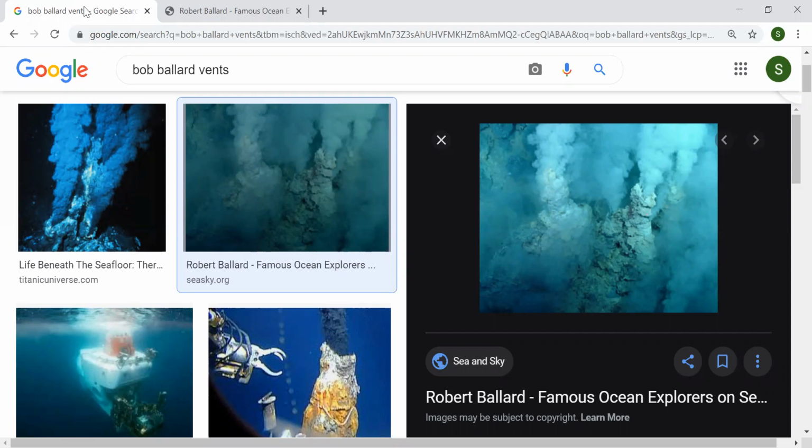Now, that's pretty all well and good. What does that have to do with biology? Not only did he discover these vents, but he found thriving ecosystems all around these vents. He found crustaceans, he found fish, he found bacteria, he found so many different forms of life. In the pitch blackness, this is miles down.